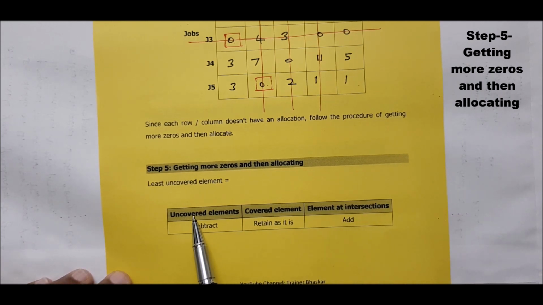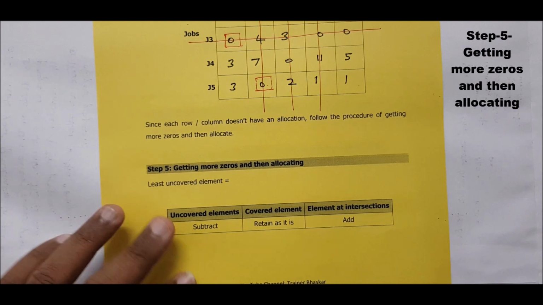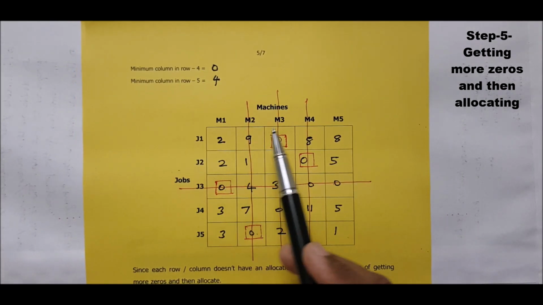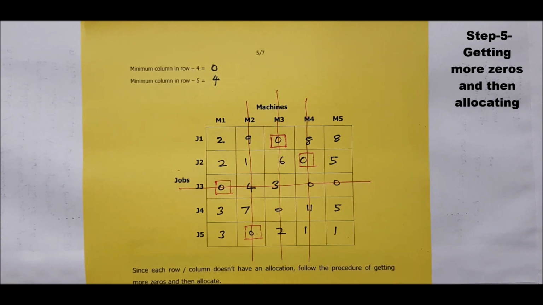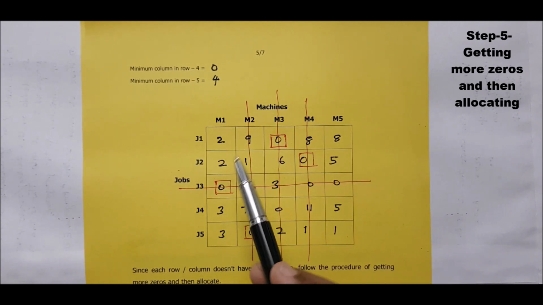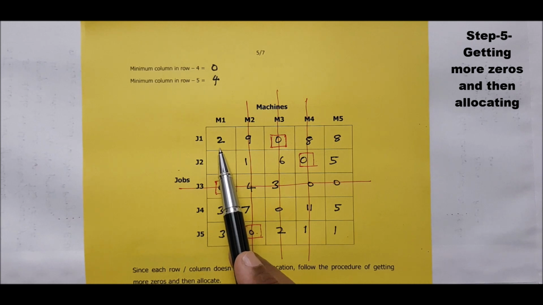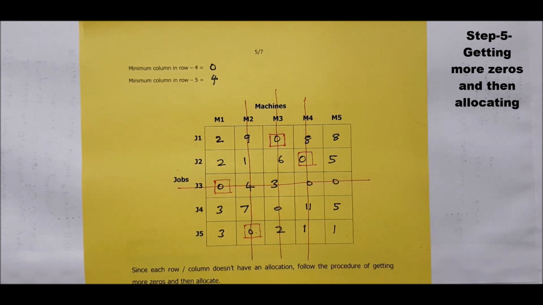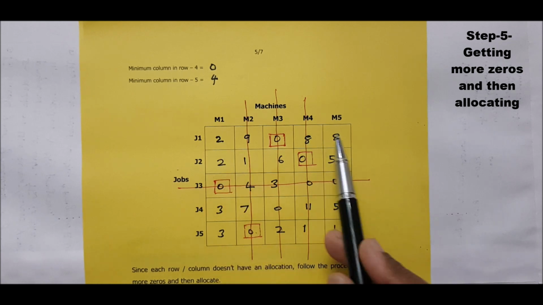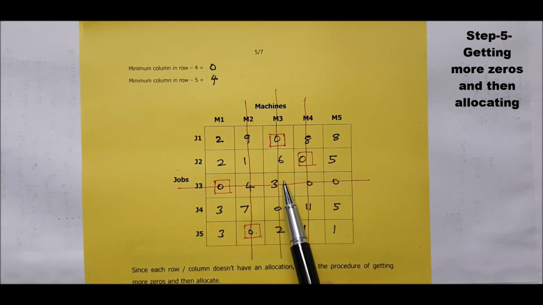So what is an uncovered element, what is a covered element, what is an element at intersection, and what is the least uncovered element, we will see. In the previous table, if a line passes through the element, it is called a covered element. If no line passes, it is called an uncovered element. Now, if 2 lines pass, then you get an element at intersection. So this is a covered element, these are all uncovered elements, and these are elements at intersections because there are 2 lines passing.